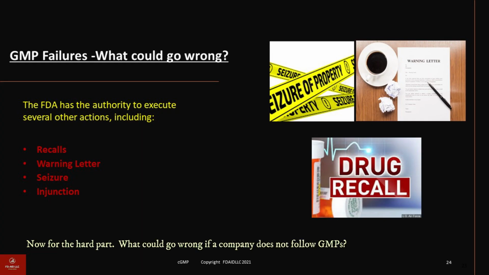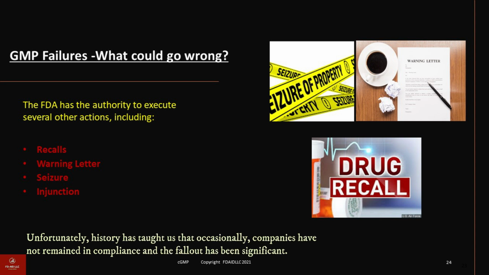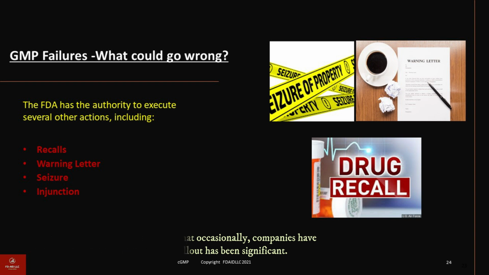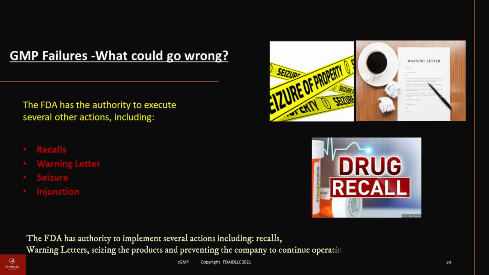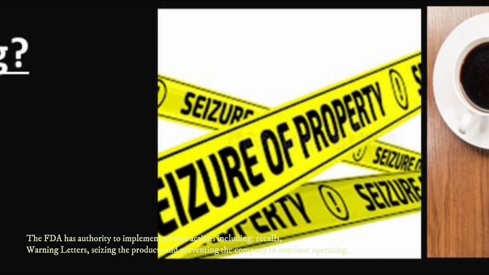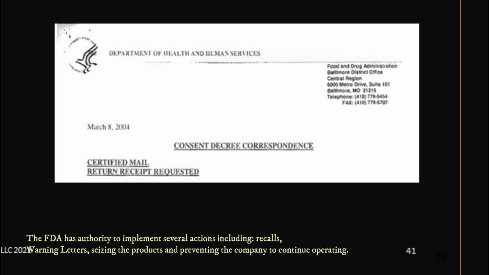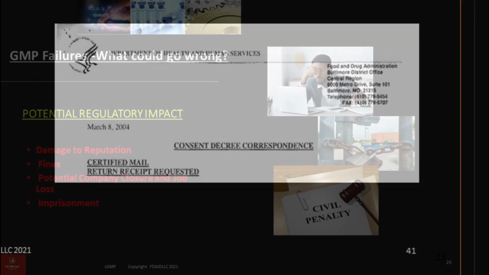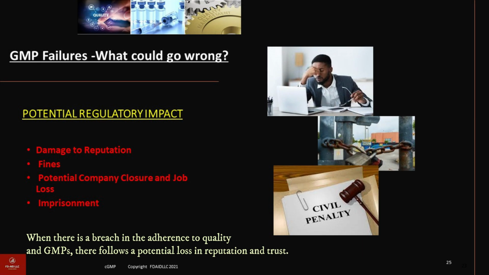Now for the hard part. What could go wrong if a company does not follow GMPs? Unfortunately, history has taught us that occasionally companies have not remained in compliance, and the fallout has been significant. The FDA has authority to implement several actions, including recalls, warning letters, seizing the product, and preventing the company from continuing operations.